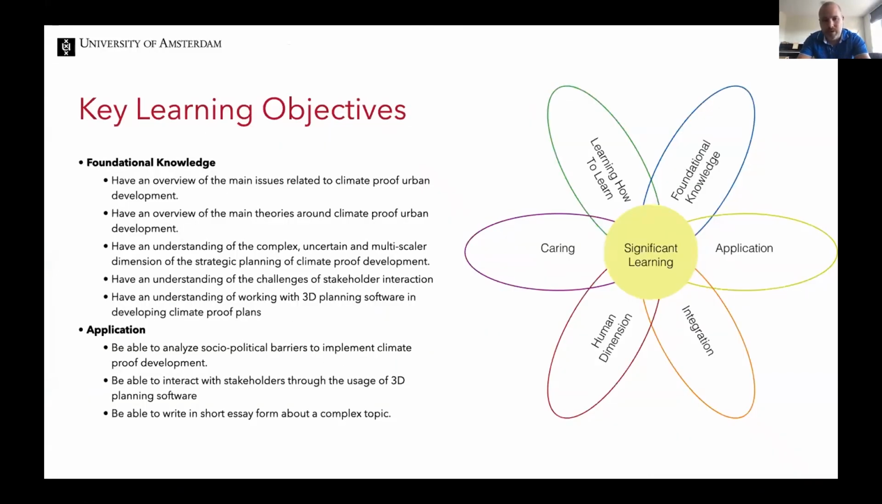We have quite broad key learning objectives, as we use the significant learning theory from L.D. Fink. But as you see, we have quite a lot of objectives that don't specifically have to do with planning software or GIS software. So it's really a content-driven course about strategic planning in climate-proof cities. And we try to see if we can add the Tygron software to it.